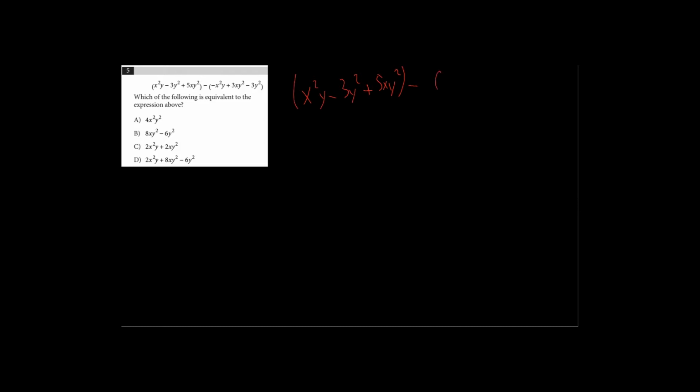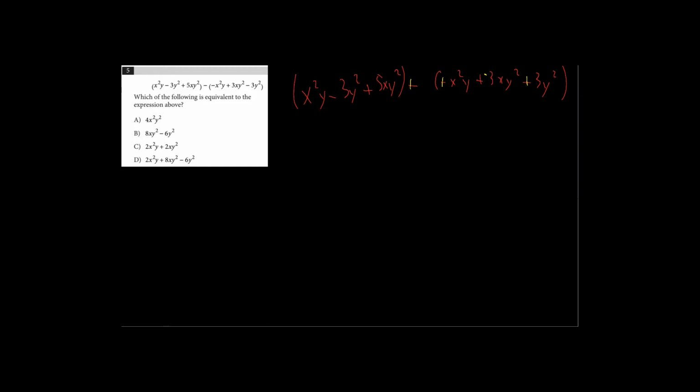together, negative x squared y plus 3xy squared minus 3y squared. Okay, so at this point, what I'm going to do is every time I have this subtraction sign followed by a clump of variables and numbers, I'm going to go ahead and just change that sign to a positive and change all of these signs inside, just so I make sure I'm not making any careless mistakes with my positives and negatives.